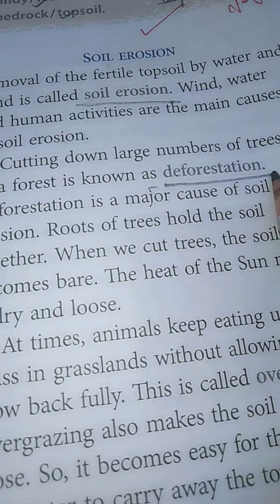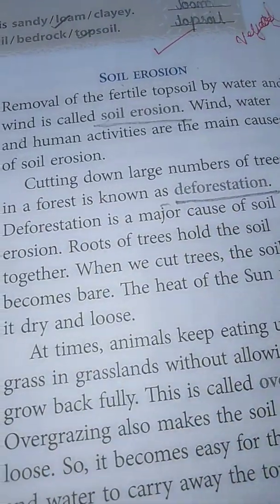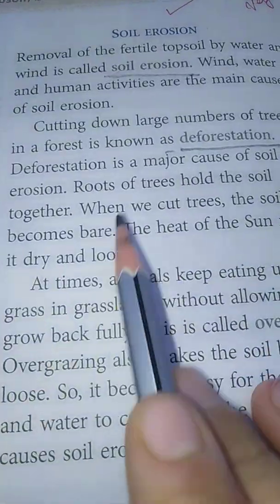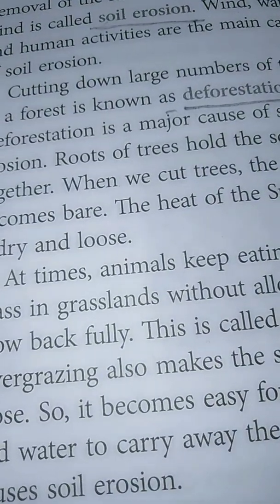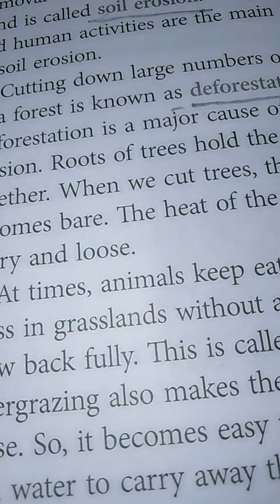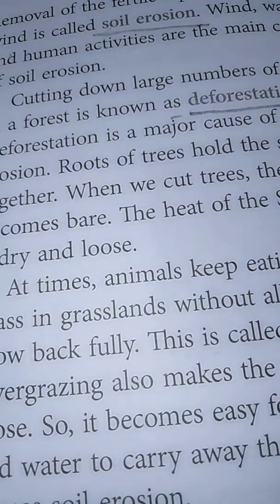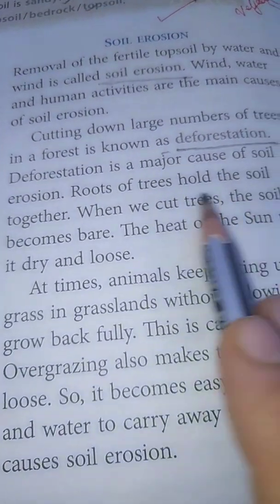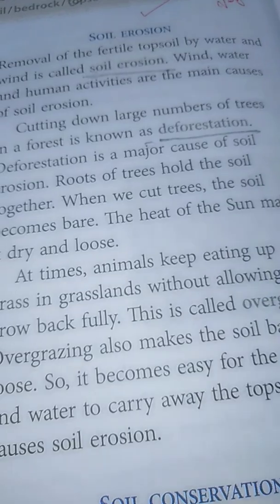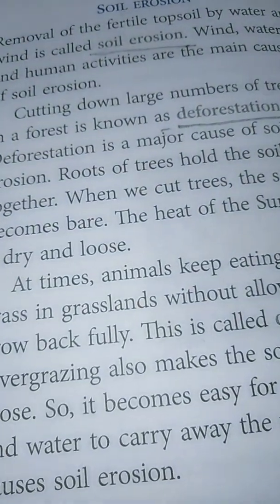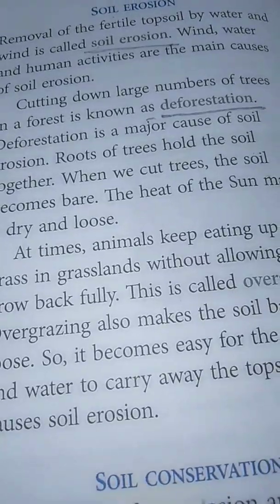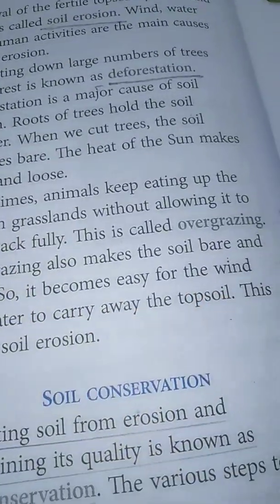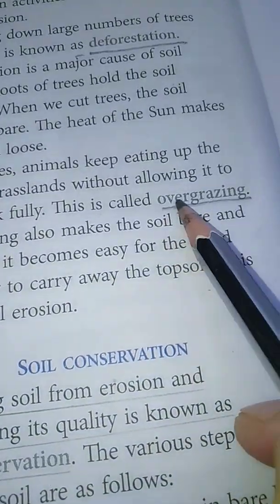Deforestation, as you all know, is the cutting down of trees in large numbers. Why? Because roots of trees hold the soil. All the roots of the trees hold the soil together and do not allow it to wash away. But when trees are cut, the soil becomes bare and loose, and by the heat of the sun and the action of wind, it blows off.